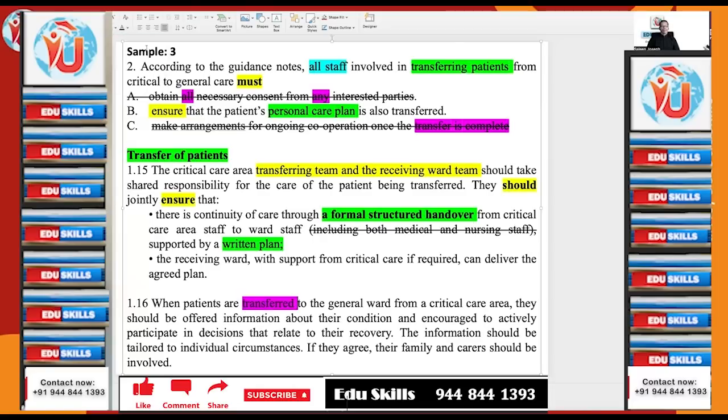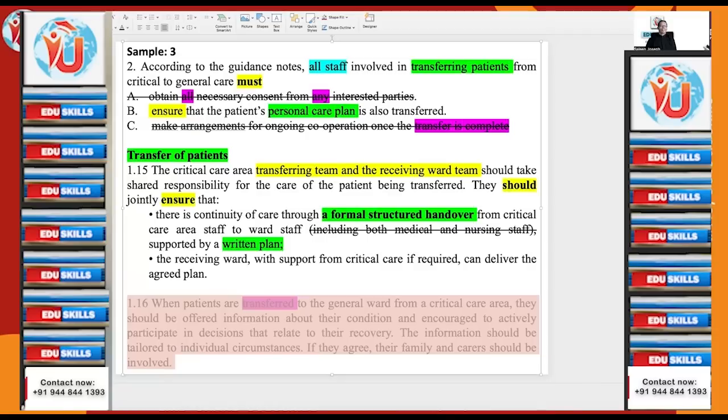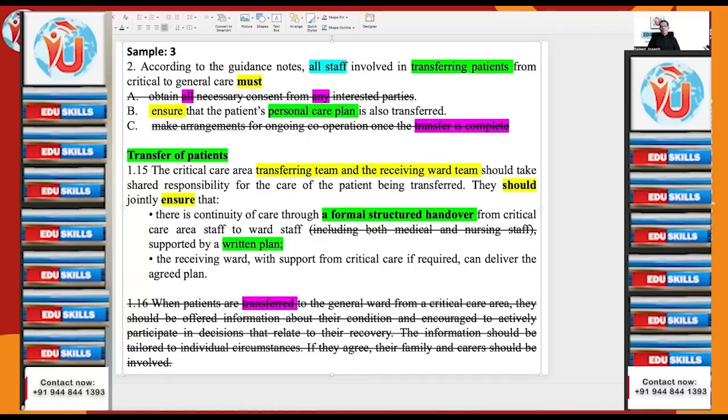They are not asking about after transfer. They are asking about during the process of transfer. So should we read this portion? No need. That's not required. So you save time. Even otherwise, you are sure the answer is not here.